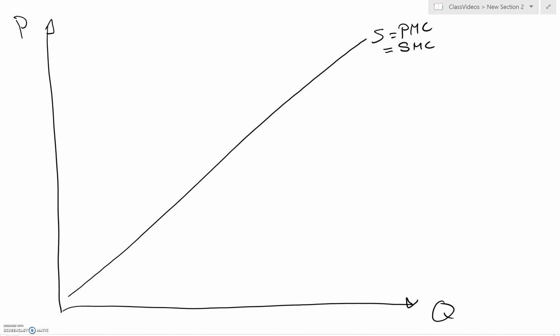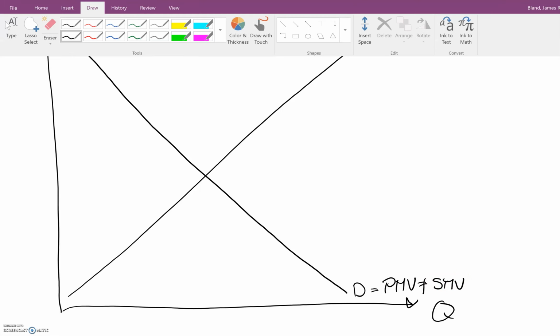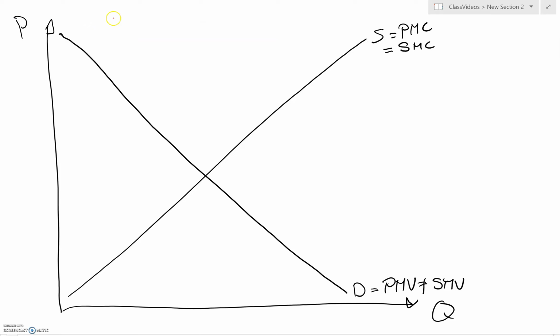But now we have a demand curve here, which is always going to be equal to our private marginal value, but here it's not equal to our social marginal value. On top of this, we have a positive externality. Here the social marginal value is above the private marginal value, right? So here is the externality, a positive externality.